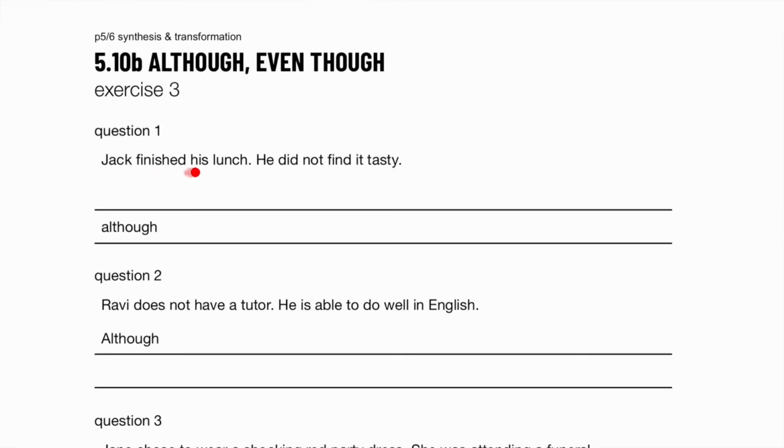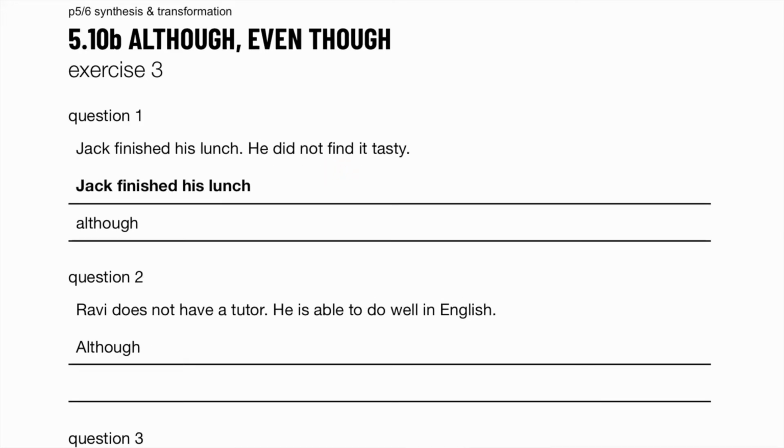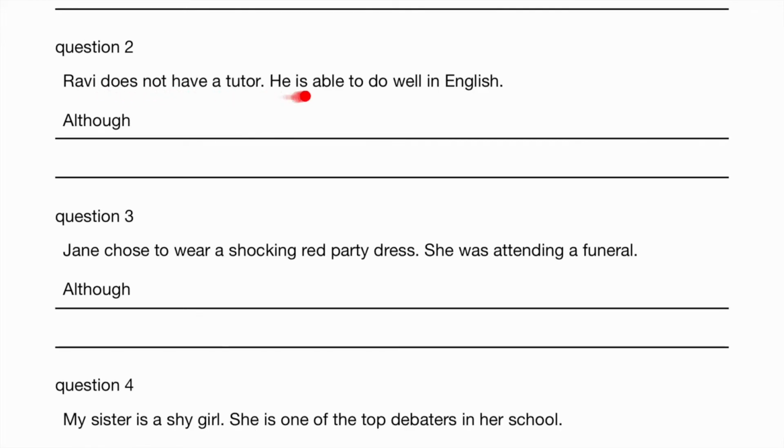Exercise 3. Jack finished his lunch. He did not find it tasty. Jack finished his lunch, although he did not find it tasty. So he ate food that he didn't really enjoy. Ravi does not have a tutor. He is able to do well in English. Although Ravi does not have a tutor, he is able to do well in English.